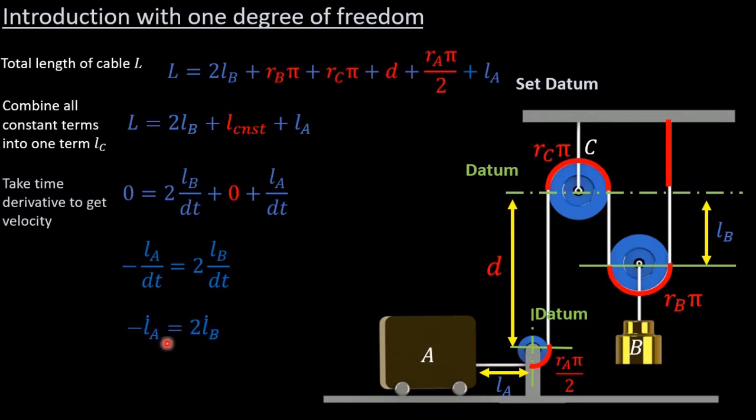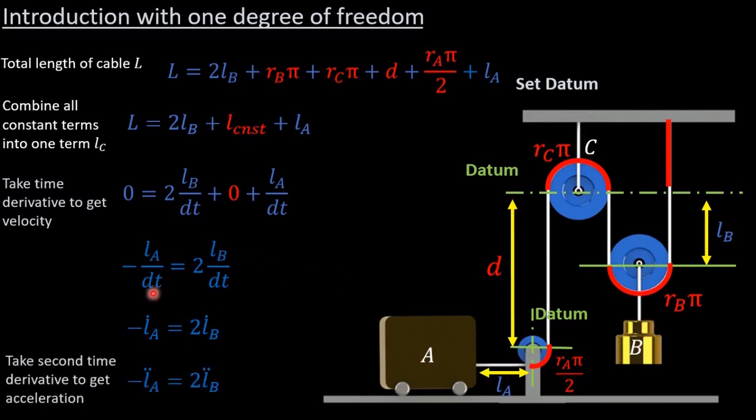So basically what this is saying is that if I move this particle to the left, let's say if I moved it 1 meter to the left, that means L sub B is going to change by half a meter. So that's what this expression is telling us. If this particle is moving to the left with a velocity of say 1 meter per second, that would mean this particle is going to move up with a velocity of 0.5 meters per second.